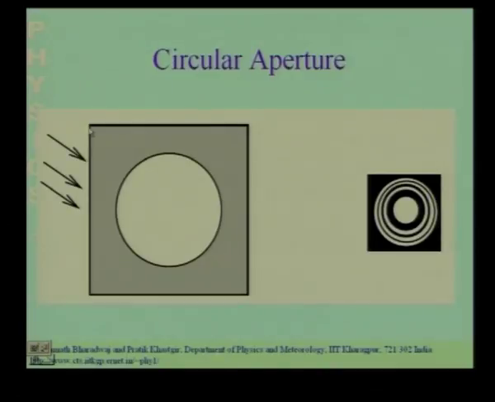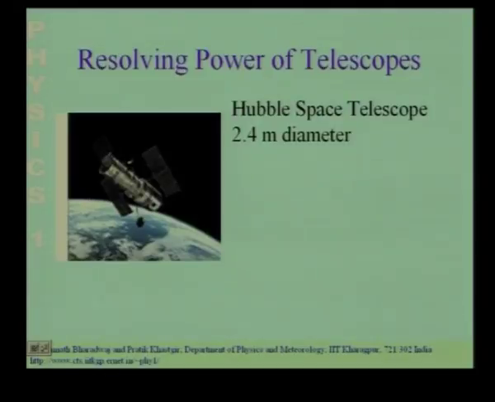Let me now discuss why what I have just told you is so important. Let me take up one particular situation, and the question that we are going to discuss is the resolving power of telescopes. Telescopes, as we know, usually have a circular aperture.